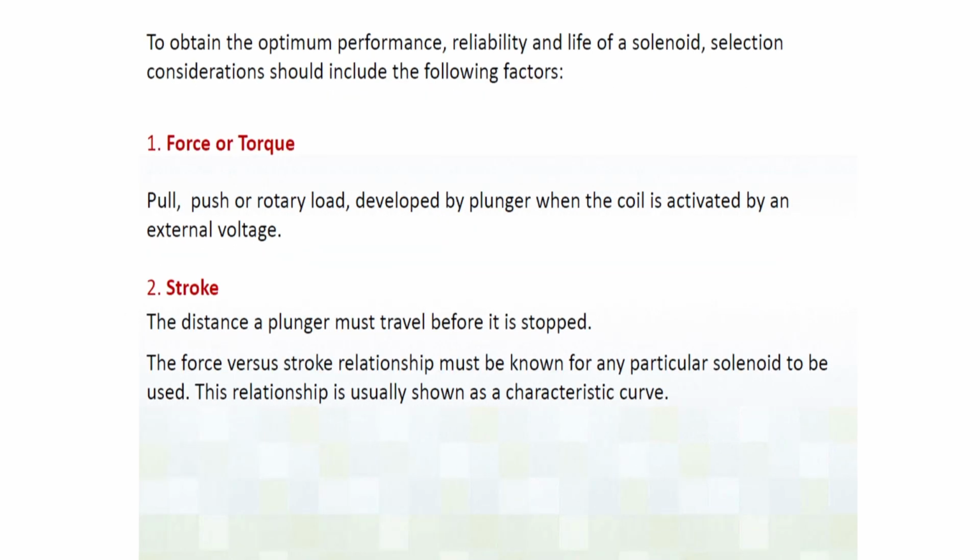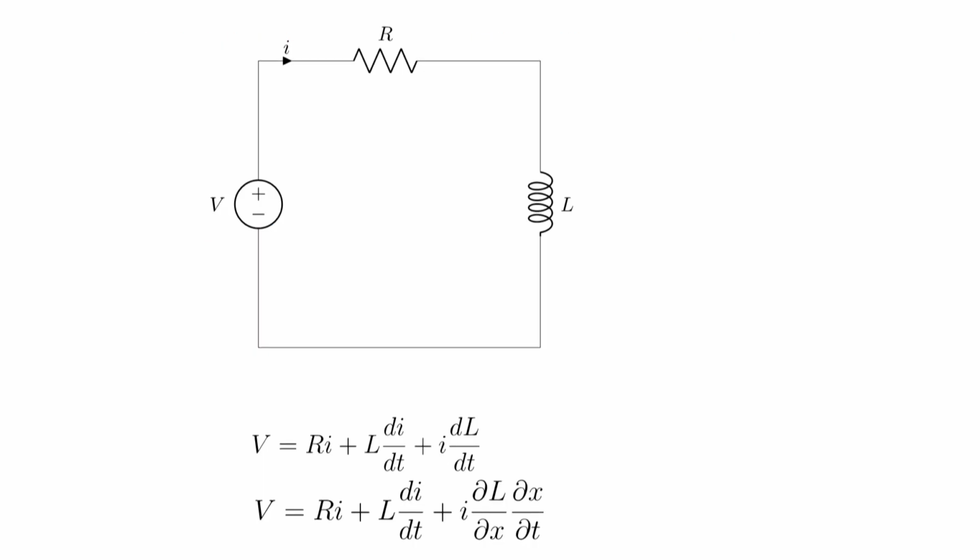Now, to obtain this optimum performance, we really need to design such solenoid systems, which would include factors like force or torque. I already told you that is general for any actuator, and force versus the stroke. Stroke is how much distance this actuator system can move. So, the force versus stroke relationship is very, very important for such a system.